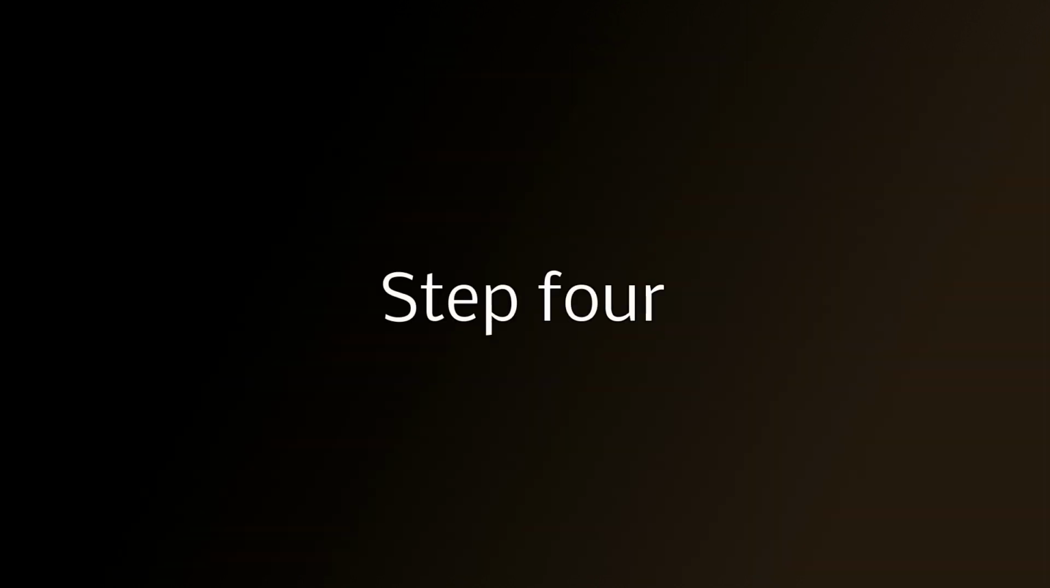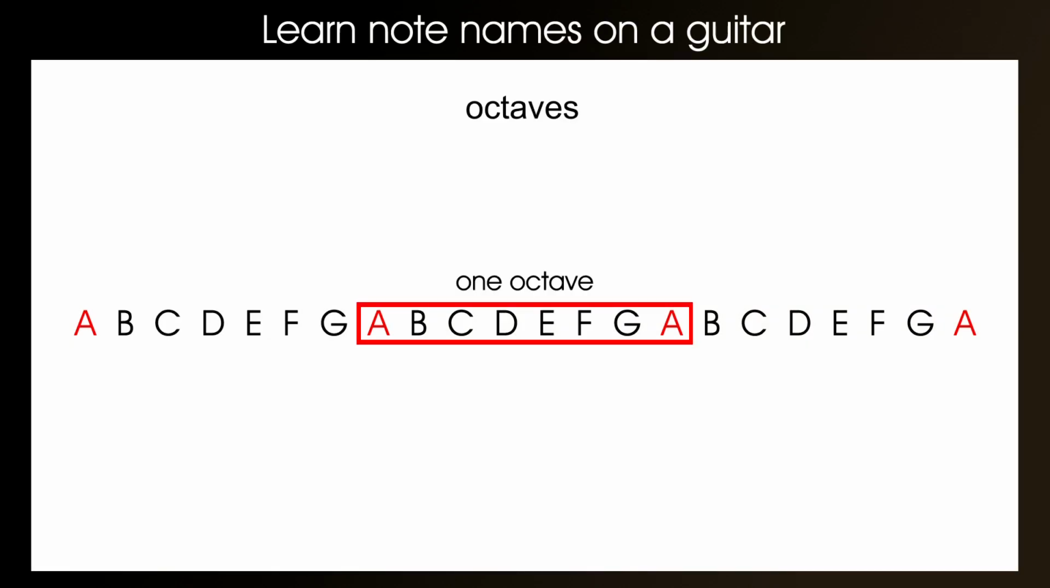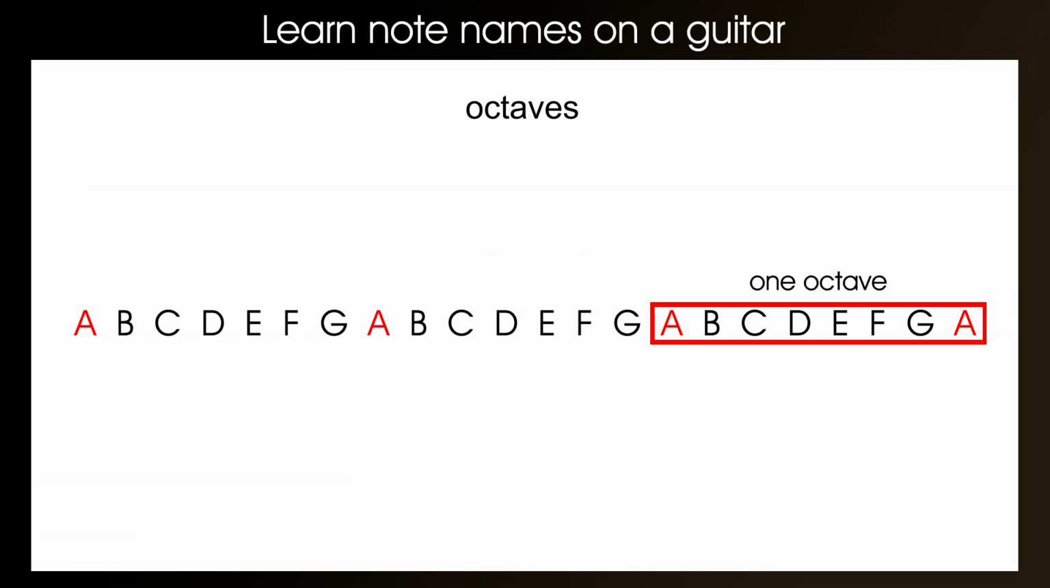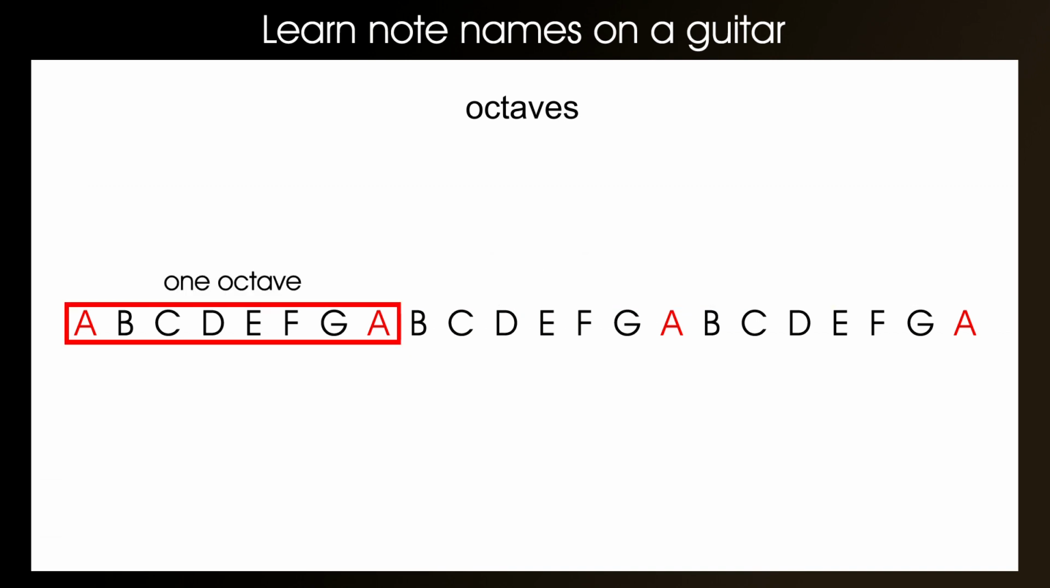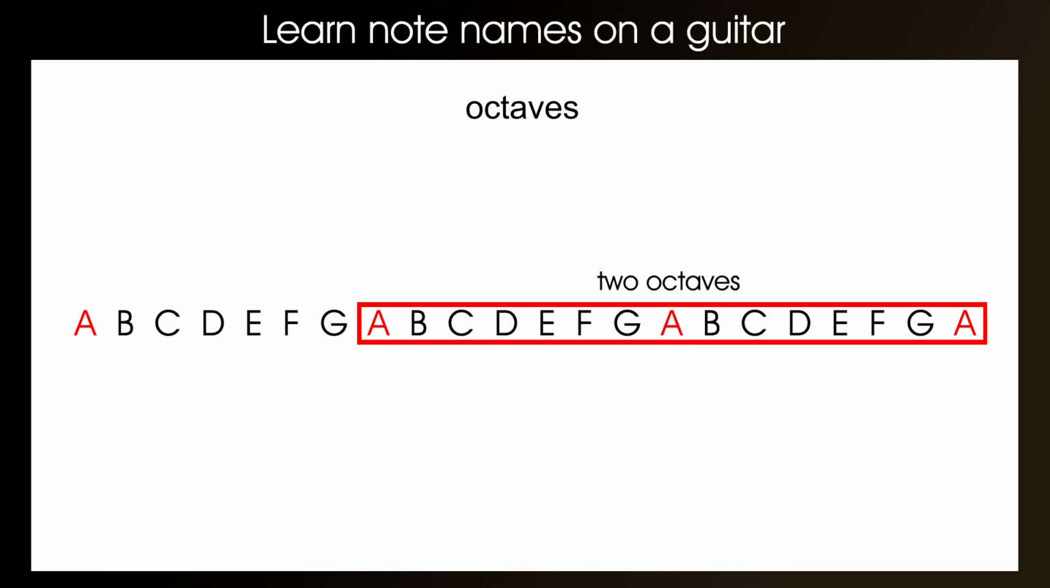An octave is the name given to the gap or the interval between 2 notes with the same name. So you can have an octave up or an octave down. An octave occurs then anywhere the note repeats itself, for example from A to A. It's also common to refer to multiple octaves. For example, if the A repeats twice, then you have a 2-octave gap or interval.